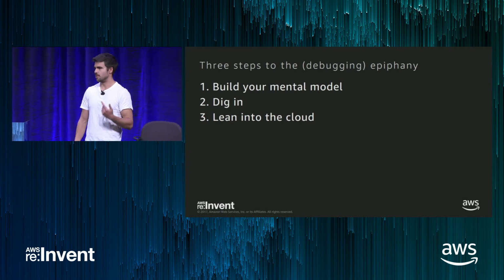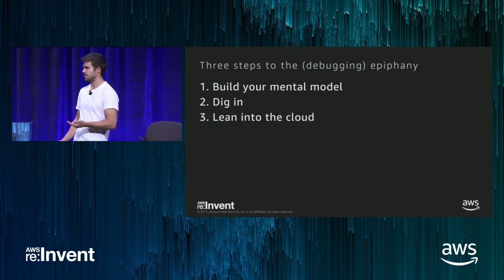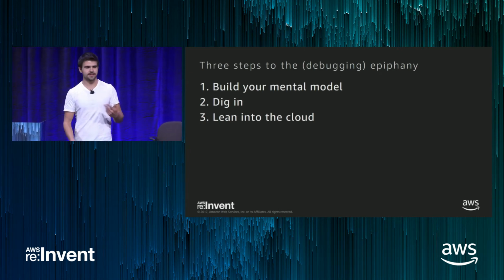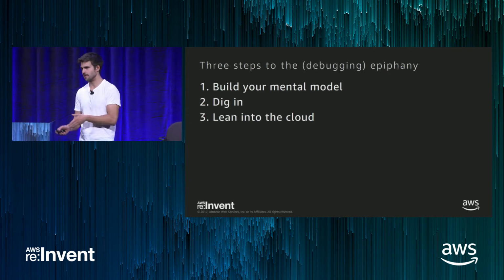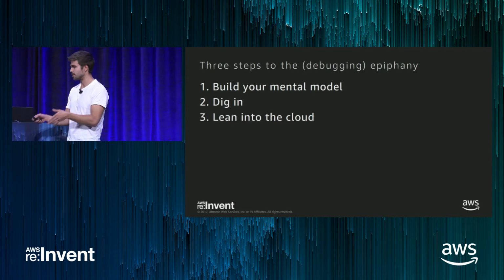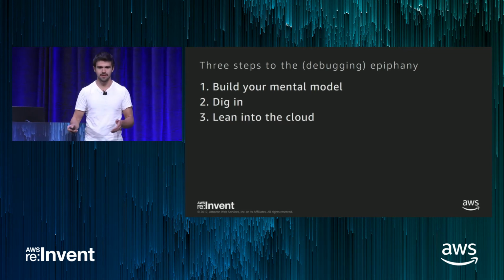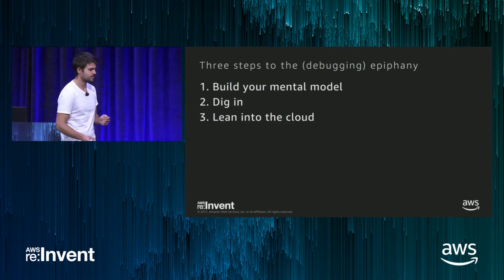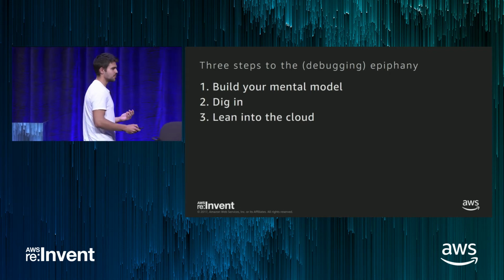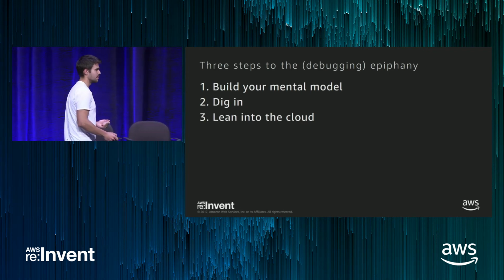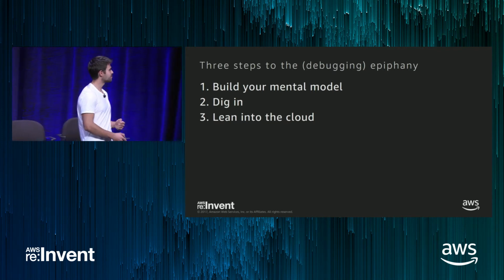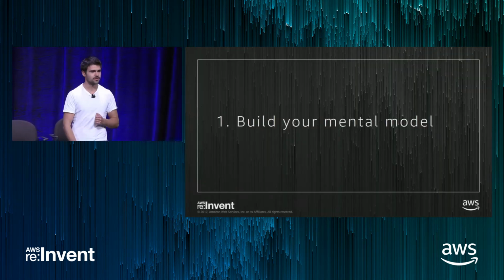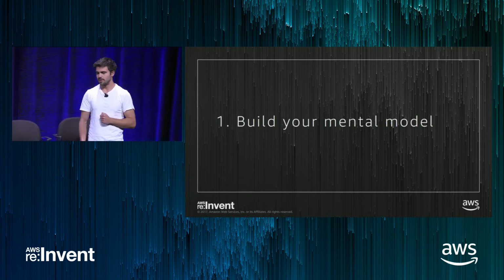The first is that you want to build your mental model, just understand what's going on. The second is that you actually want to dig in to the problems that you're finding. Look at an individual process level or service level or host level and really understand where things are going wrong. And the third is, if possible, you want to solve the problem. And for that, we found a variety of ways to really just lean into the cloud. And I'll talk more about that shortly. But first, building your mental model.